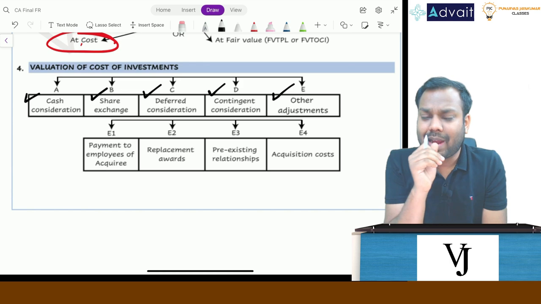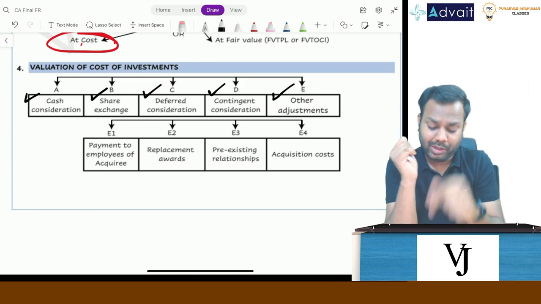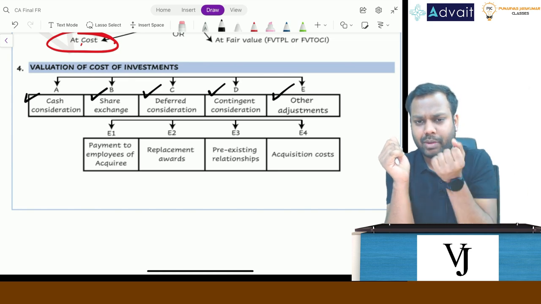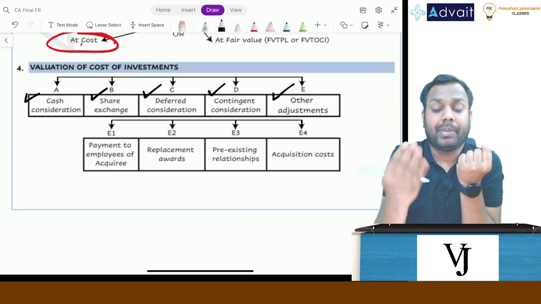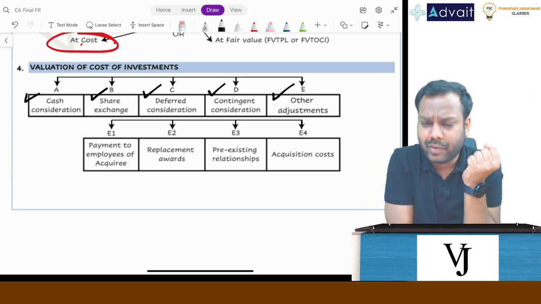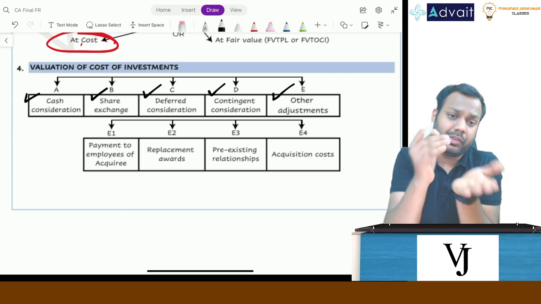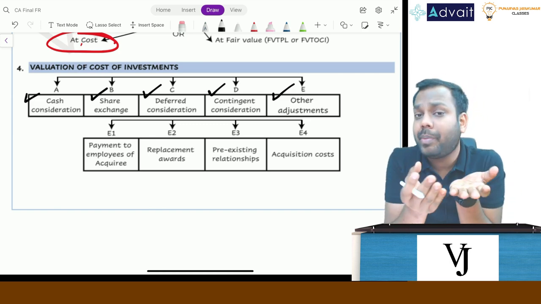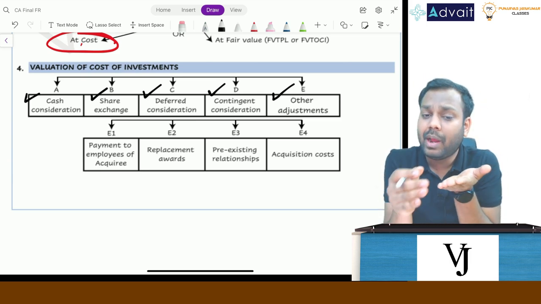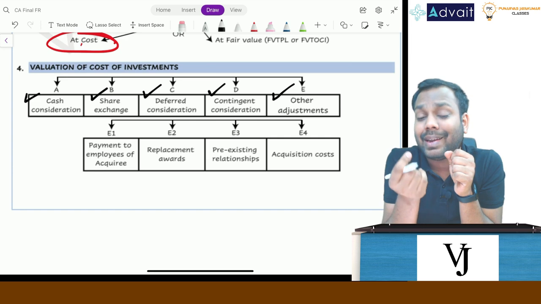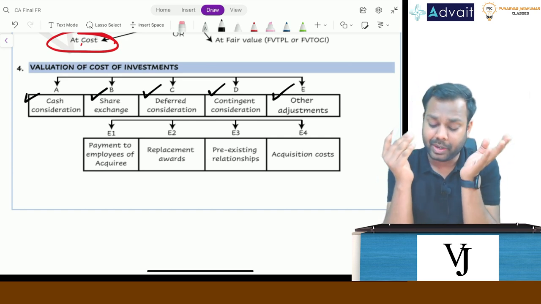Now what is the meaning of cash consideration? Meaning thereby, I purchase the shares today, I will give you cash. What is the meaning of share exchange? I purchase the shares of your company, and in consideration, rather than giving cash, I am giving you the shares of my company. What is the meaning of deferred consideration? Deferred consideration means I am purchasing the shares of your company, and I am giving you a promise that I will pay a fixed amount of money after a fixed period of time, and the payment is certain. I am certain that I will give the money.